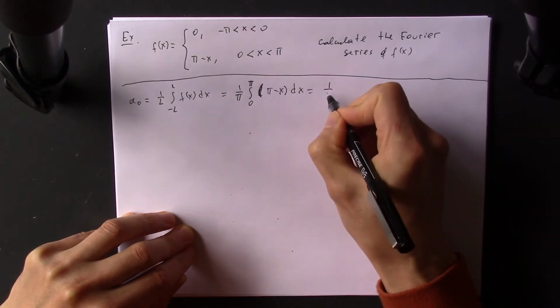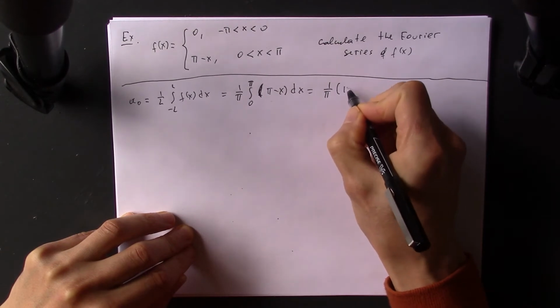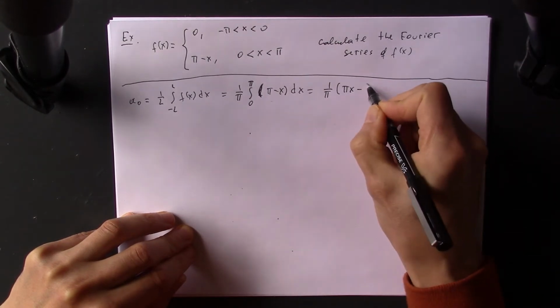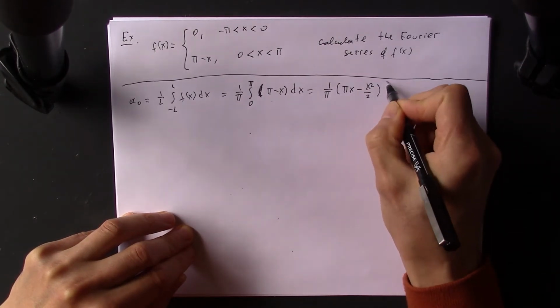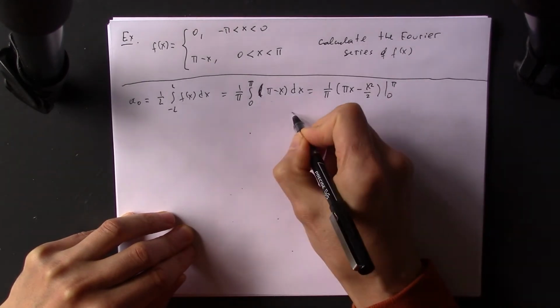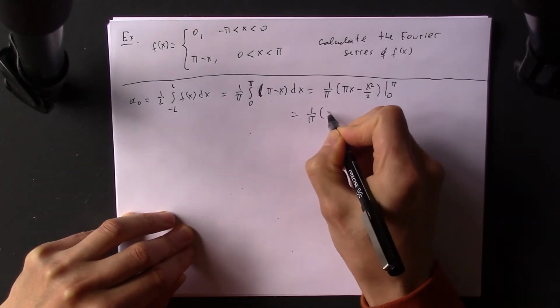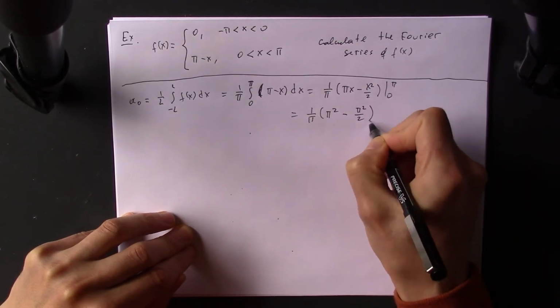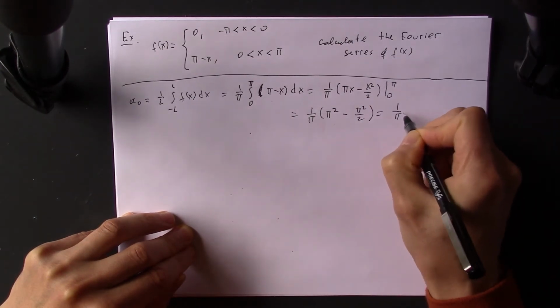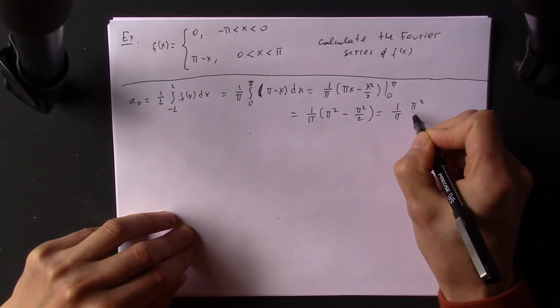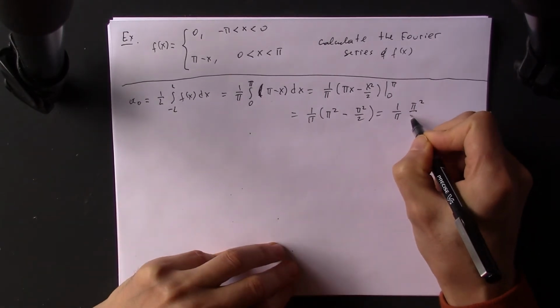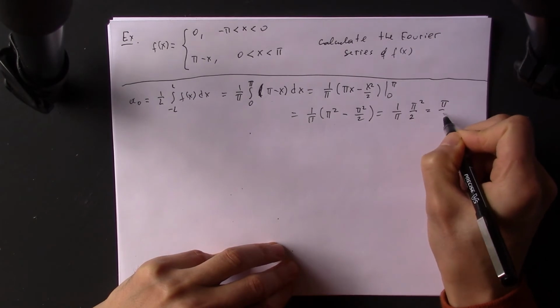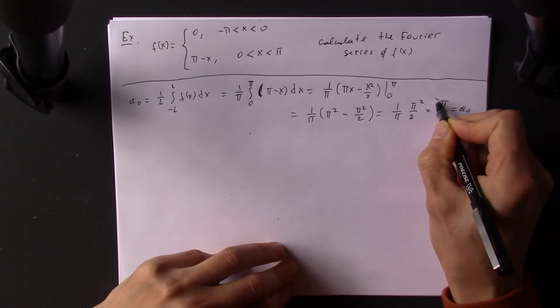So we're going to get 1 over pi. Antiderivative of pi is pi x. Antiderivative of x is x squared over 2. We're doing it from 0 to pi. So we're going to get 1 over pi, pi squared minus pi squared over 2. So we're going to get 1 over pi times pi squared over 2. So it will be reduced into pi over 2, which is going to be our value for a0.